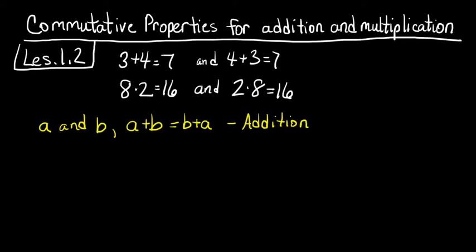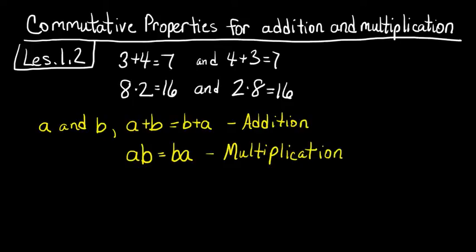And we can do the same thing for multiplication. If I have A times B, it equals the same thing as B times A. So that is the commutative property. You're commuting, you're moving from one place to another, just switching it around. The commutative property for addition and multiplication.